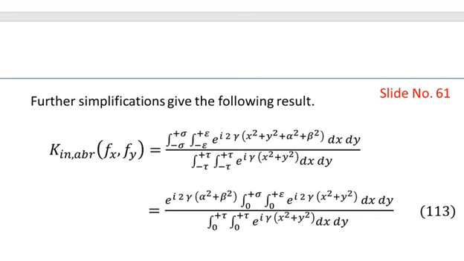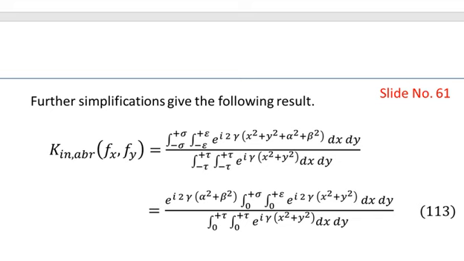And here there is a common factor, which is e to the power i 2 gamma multiplying alpha square plus beta square. This is independent of the parameters of the integral, so it has been taken out. And now in the last step of equation number 113 we have two integrals which we have taken from 0 to plus sigma and from 0 to plus epsilon, because the integrand is an even function.